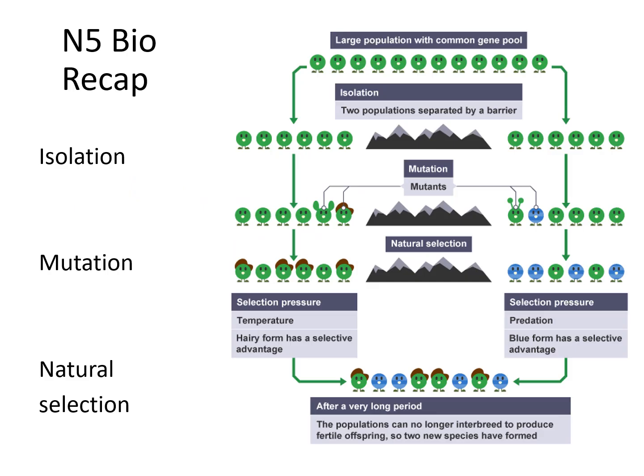So hopefully we're familiar with the process of speciation from National 5 Biology. We have three main processes occurring in the evolution of a new species. We have isolation, mutation, and natural selection. So if we start by looking at our original population here, we have a large population with a common gene pool. This just means that they're all interbreeding with each other and they're all exchanging genes through gene flow.